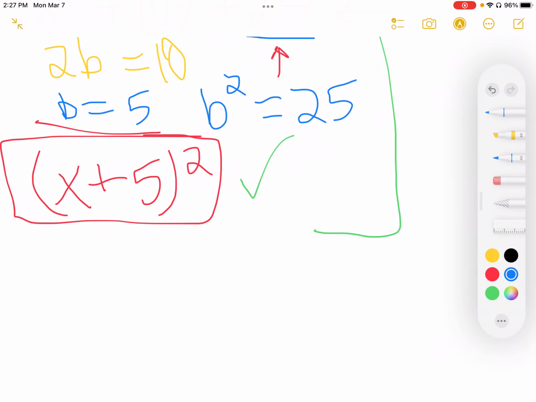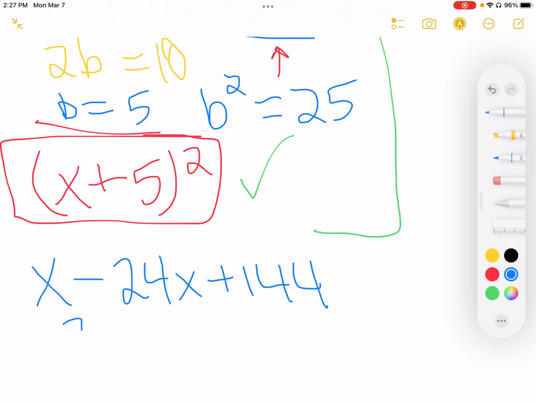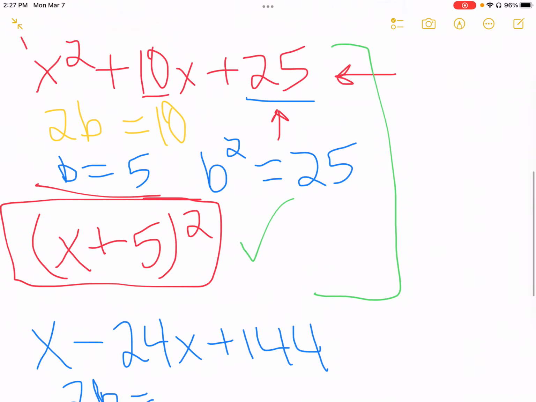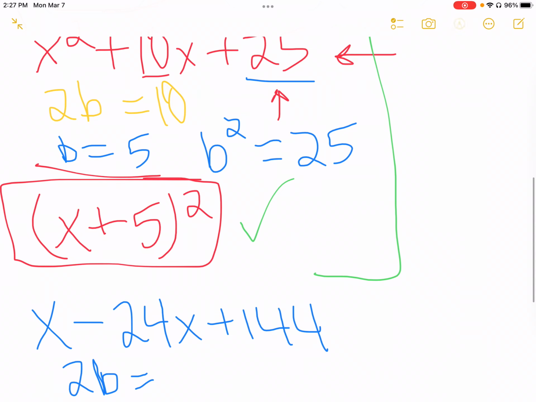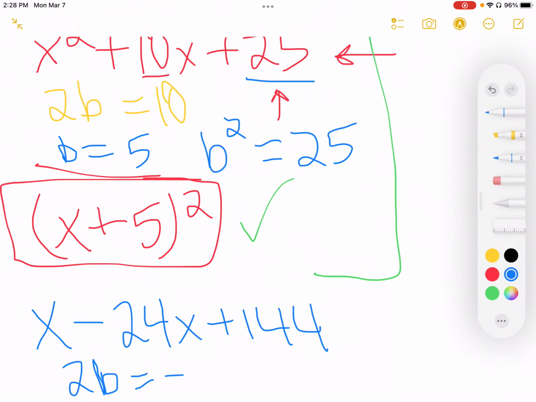So if we have x squared minus 24x plus 144, we can write something similar here. Instead of 2b equal, you might be tempted to write is equal to 24. But what do we see up here? Up here, our b had a plus sign in front of it. So down here, we're just going to make sure we carry that along, whatever number is there, including the negative sign. So then we say 2b is minus 24.